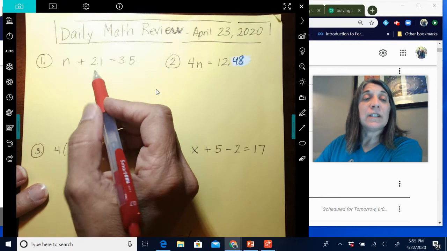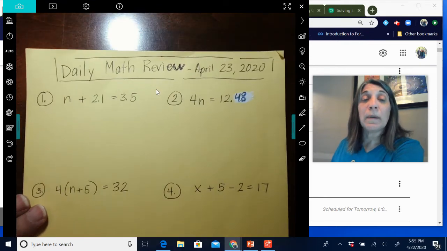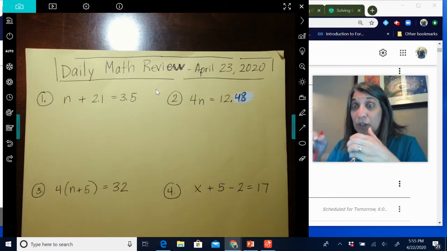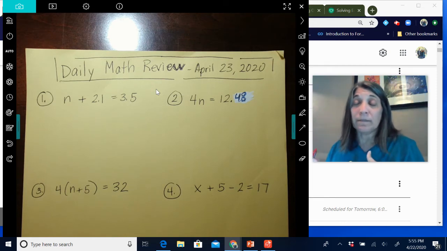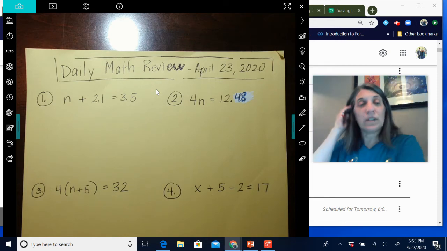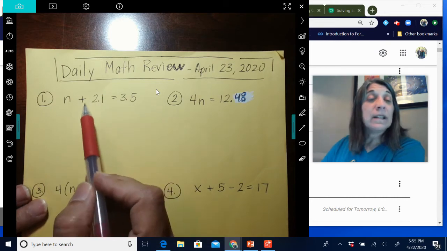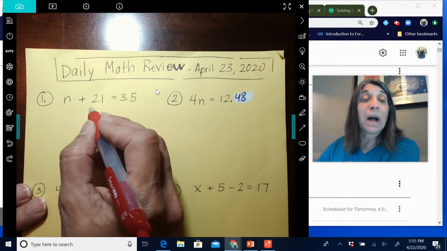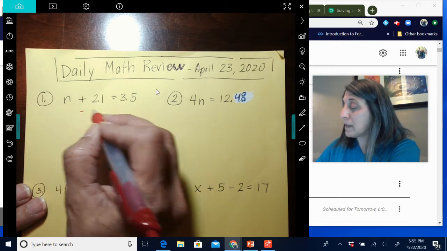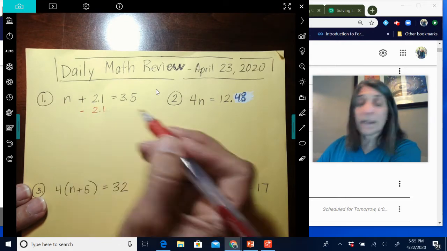Okay, so this is addition. So I need to, remember, I need to undo addition or undo subtraction or undo multiplication or undo division. So since this is addition, in order to undo it or make a 0 pair, if I have a positive 2.1 on this side, I want to subtract the 2.1 on this side.